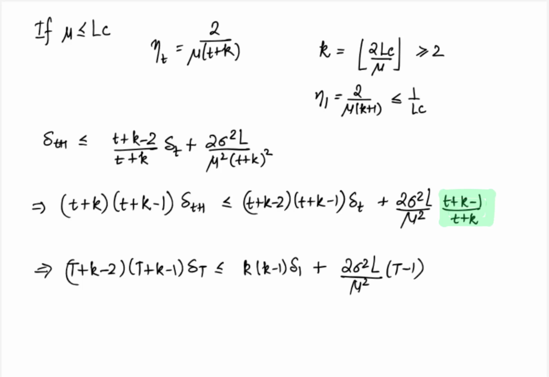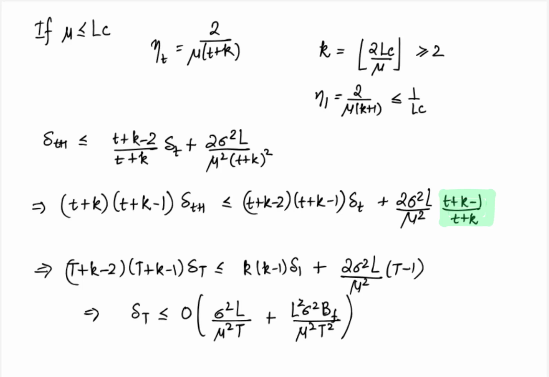So this translates to delta t less than or equal to order of sigma square L by mu square t plus L square c square bf by mu square t square. So here if we ignore the higher order 1 by t square term, the performance bound is the same, and therefore the IFO complexity is also the same.